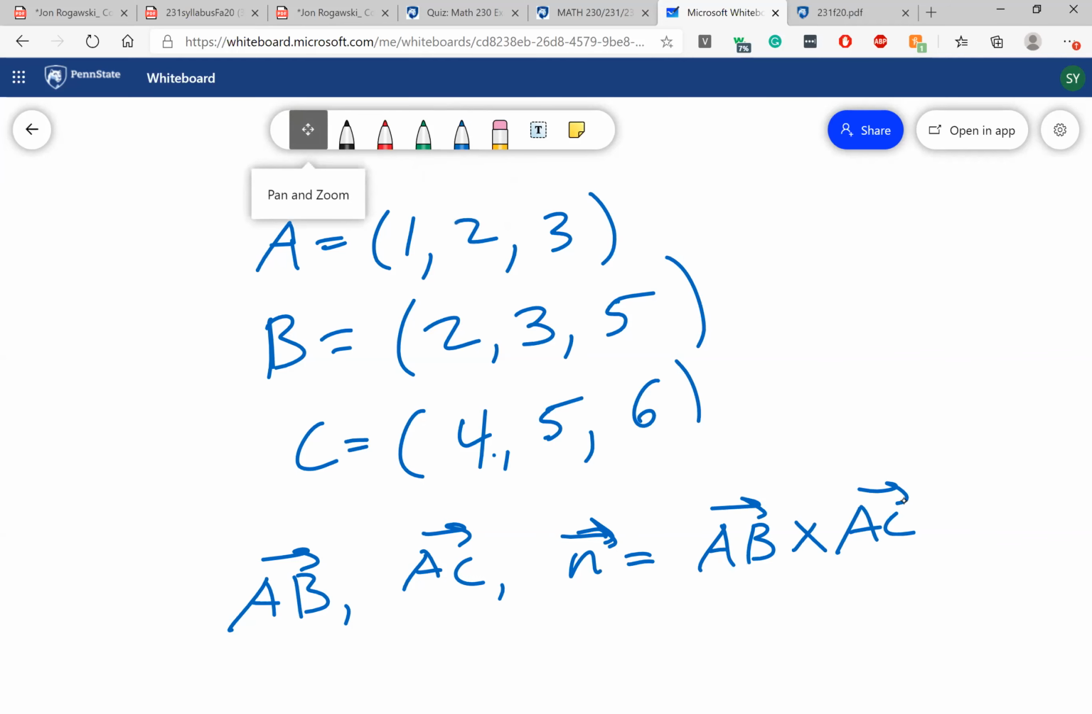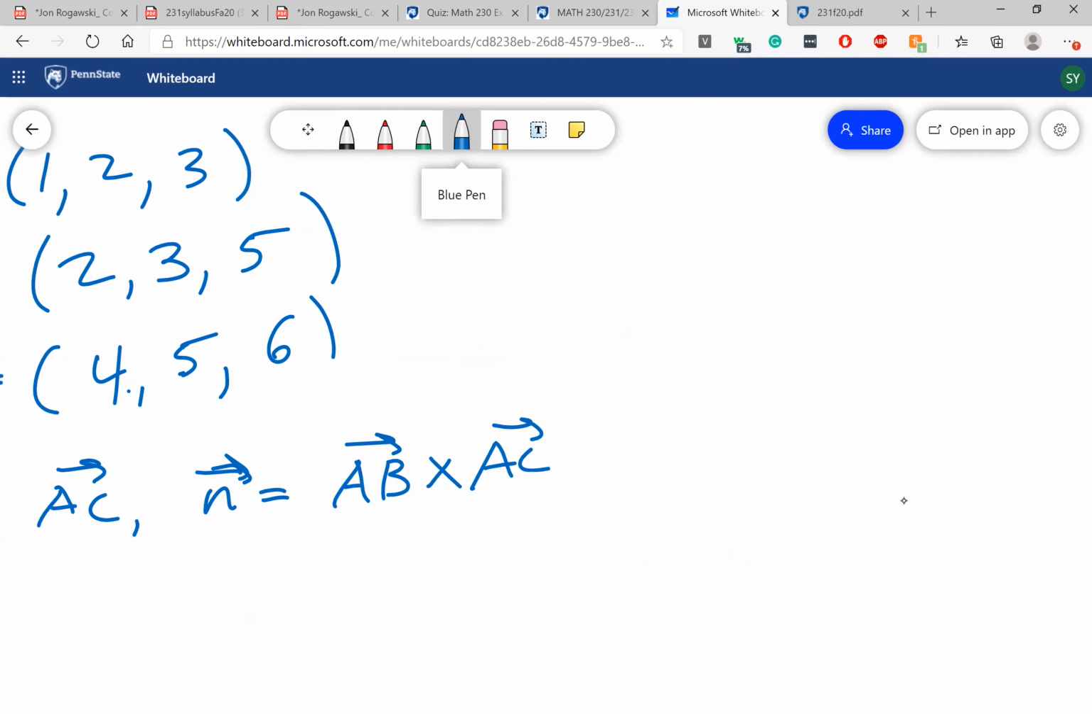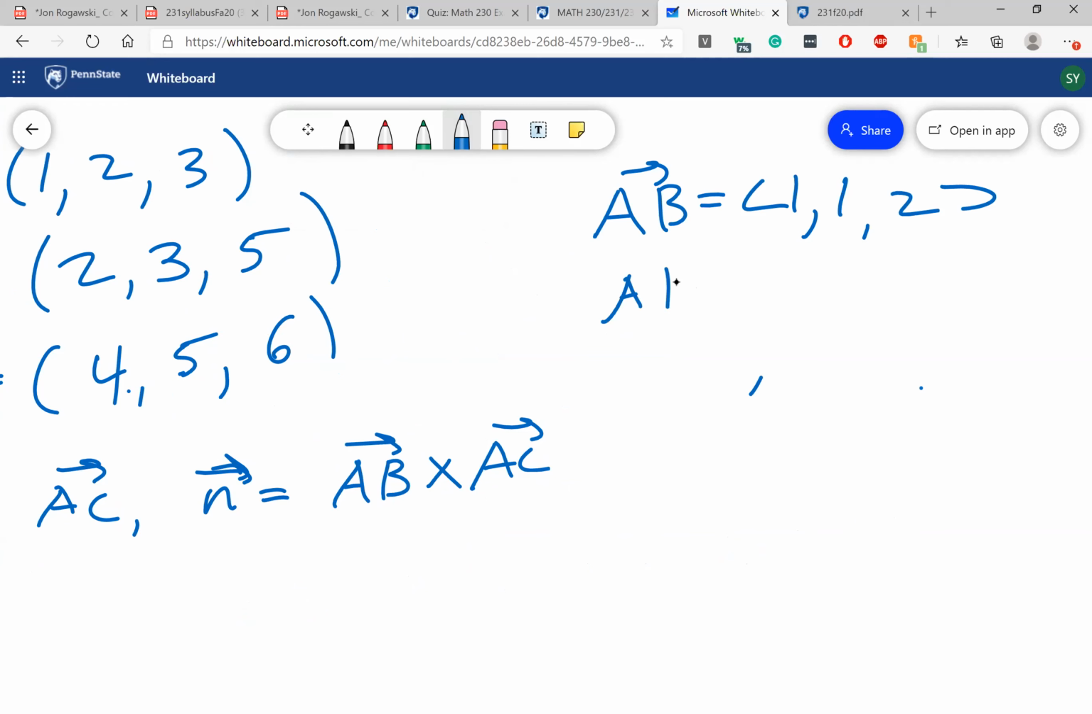So let's do that. The vector AB is the vector 2 minus 1, so 1, 3 minus 2, 5 minus 3, 2. And the vector from A to C is the vector 4 minus 1, which is 3, 5 minus 2, which is 3, and 6 minus 3, which is also 3.